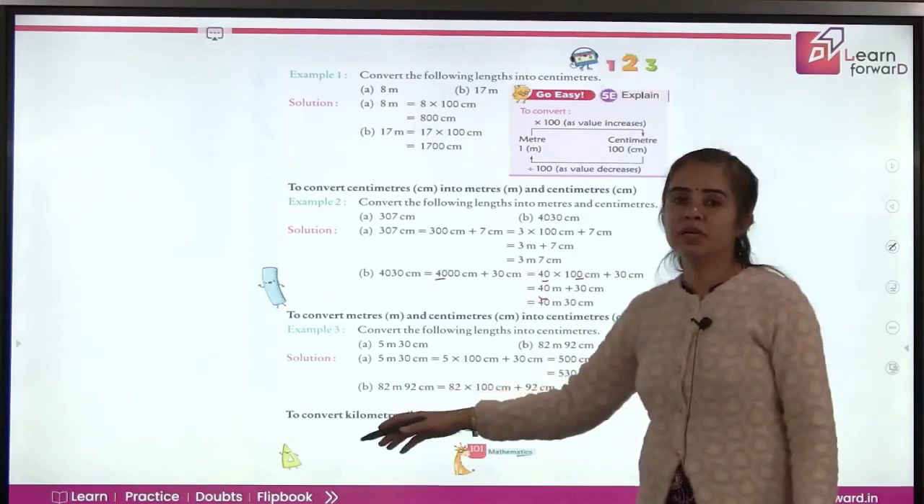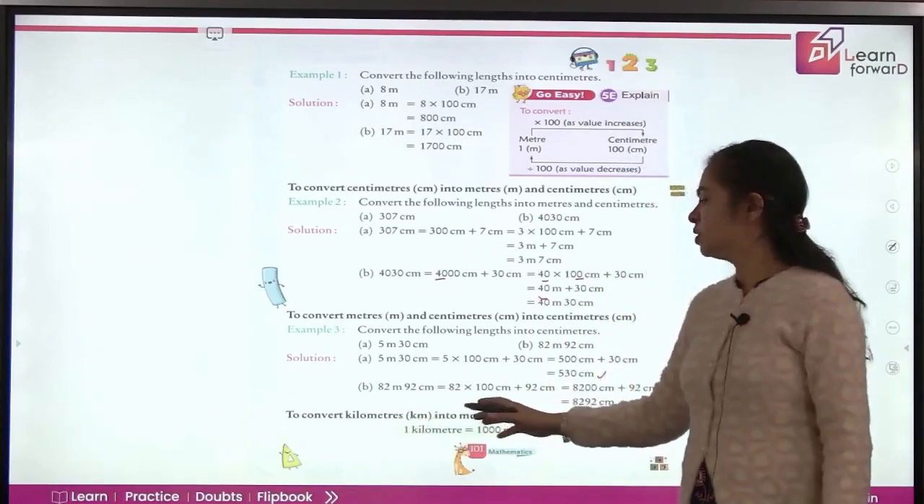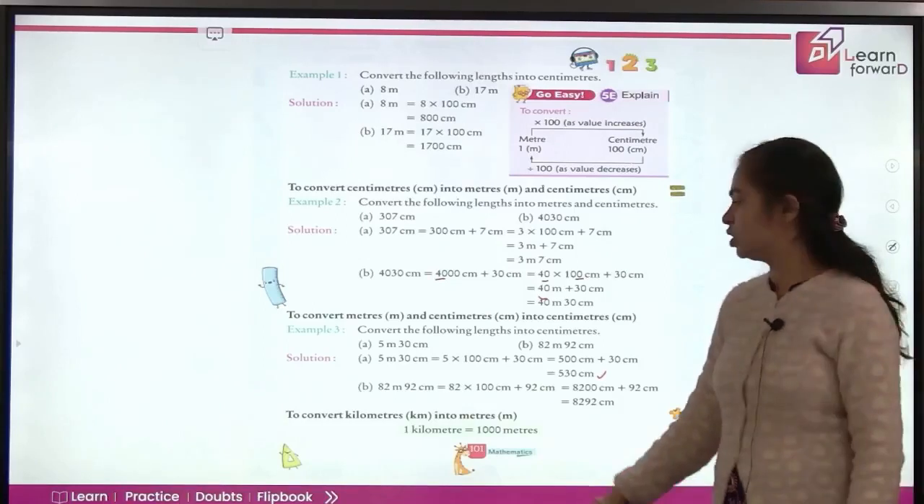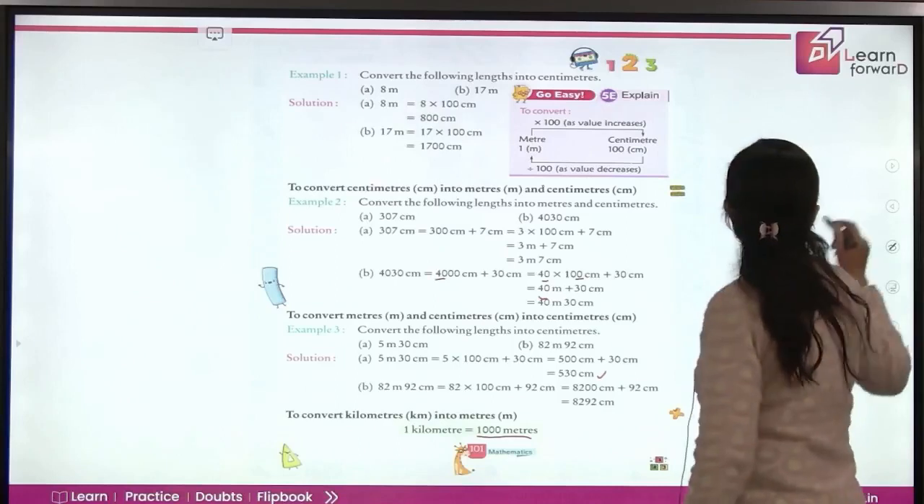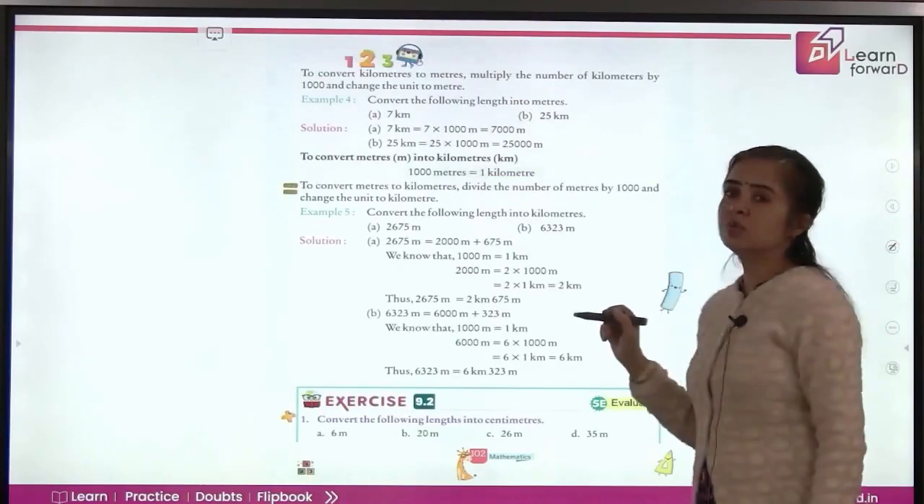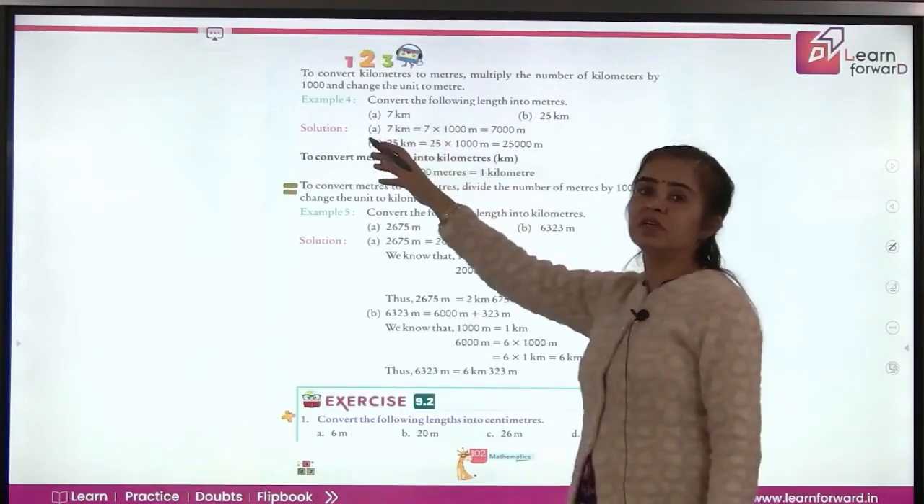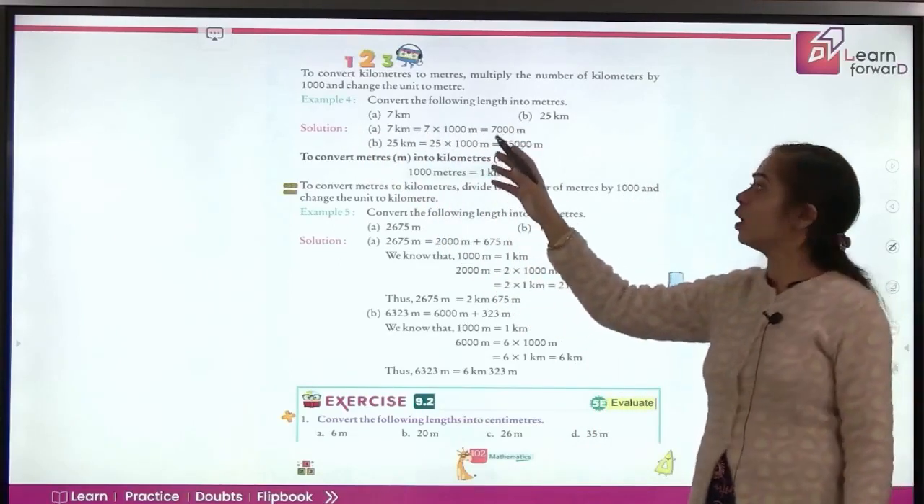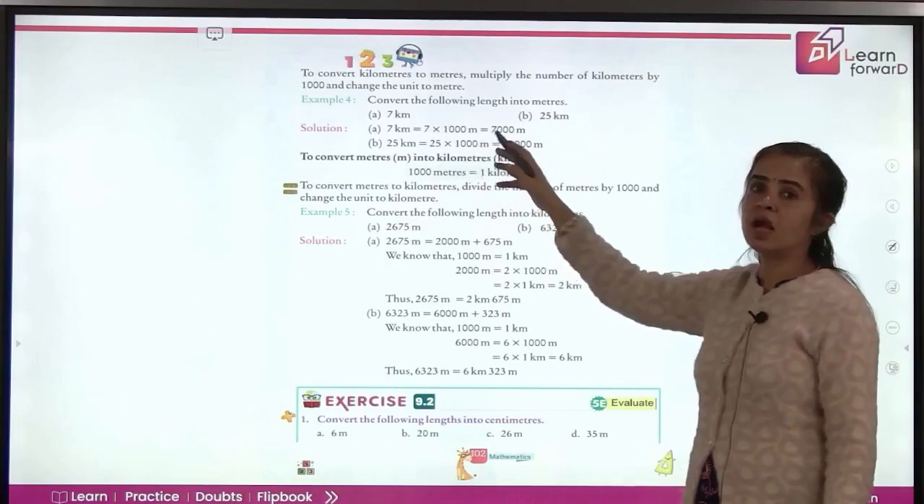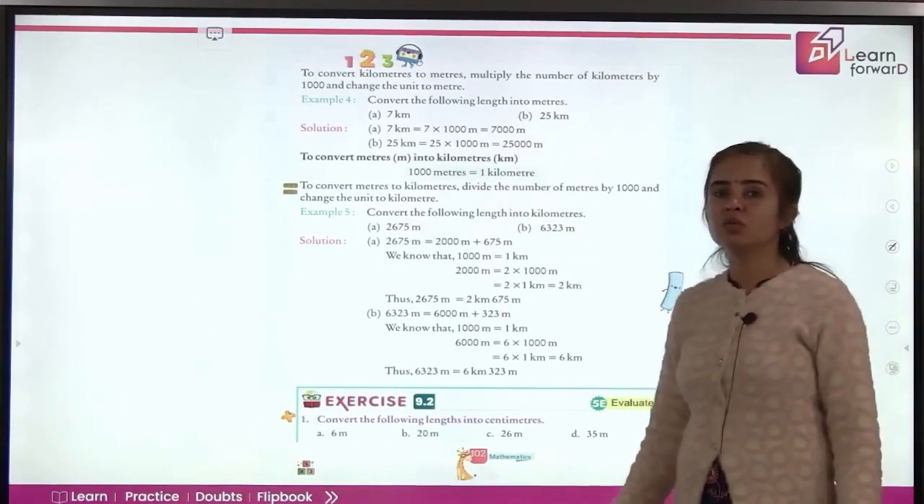Next bigger unit here is to convert kilometers into meters, and here the relation is 1 kilometer is equal to 1000 meters. Same conversions will be done. If you have to convert 7 kilometers into meters, just multiply it by the new relation, that is 1000. So you get 7 times 1000 is equal to 7000 meters.